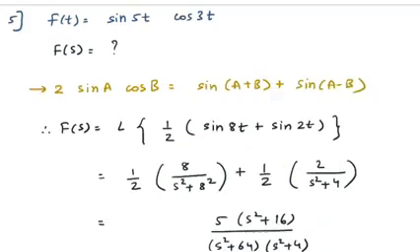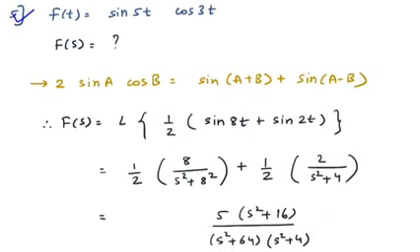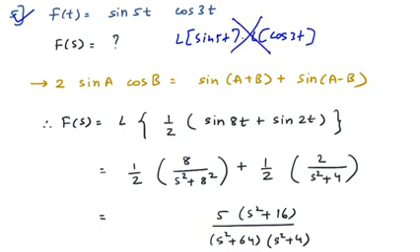Now this is one of the trickiest questions. If my function is sine 5t into cos 3t, what would be my answer? Now most of the students will fall in the trap. They will say Laplace of sine 5t into Laplace of cos 3t. I will split the Laplace and I will get the answer, which is absolutely wrong, because you cannot split the Laplace if the two functions are multiplied. So your task is to convert this multiplied version into the addition format.